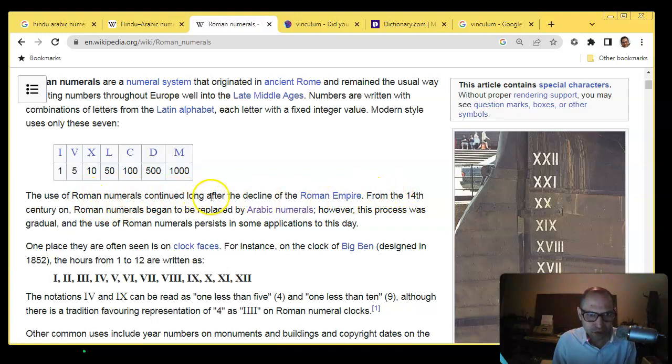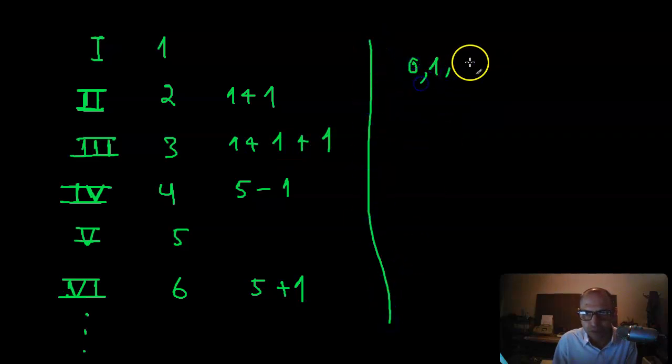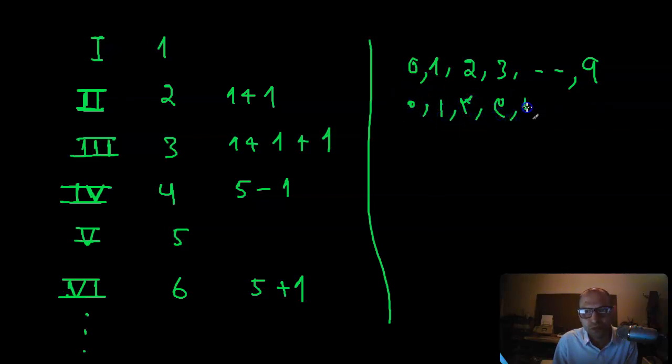Now, the use of Roman numerals continued long after the decline of the Roman Empire. From the 14th century on, Roman numerals began to be replaced by Arabic numerals. That's what we talked about in the previous video. The Arabic numerals being a 0, a 1, 2, 3, 4, 5, and all the way up to 9. A 9 in this would be, for example, something like this. So this is used, for example, in Persian, in Urdu, in those kinds of languages that are used in some parts of Asia.